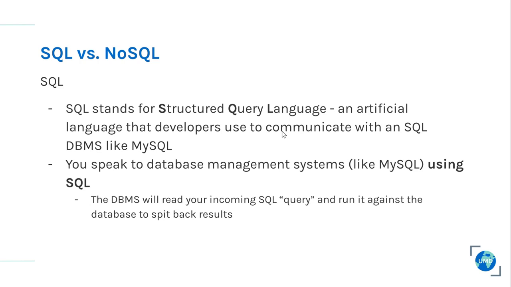So what the DBMS does is that it will read your incoming SQL queries, that you can think of as questions that you're asking it, and run them against the database in the background in some way to give you back results. So it's the same as you going up to a librarian and using the English language to communicate the question that you have, and they tell you where your desired book is.